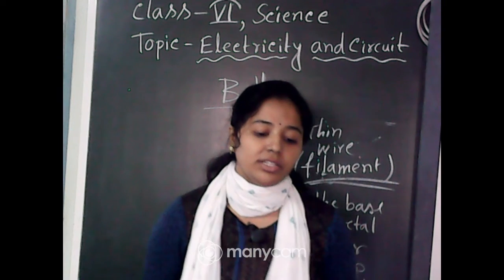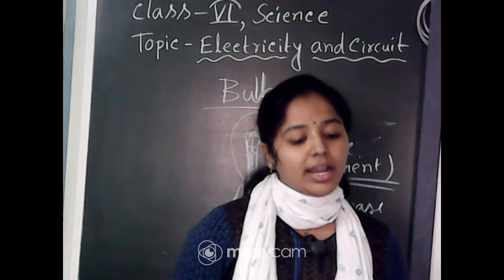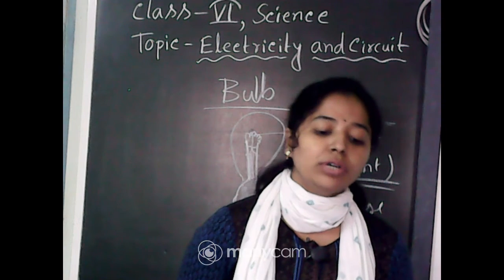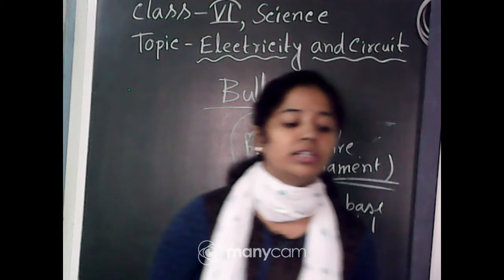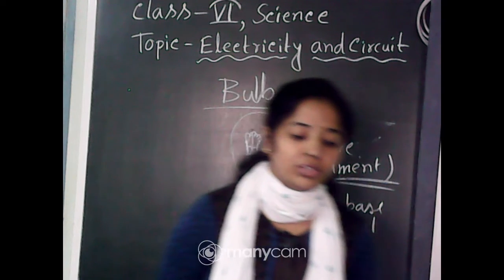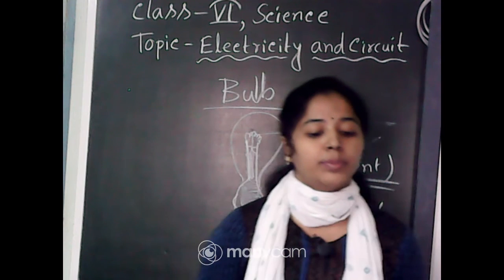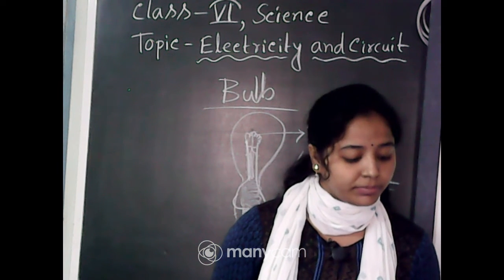How a torch is glowing: the wire is usually made of a metal that is a good conductor of electricity. It must be a good conductor of electricity, not an insulator. Understood this point? Any problem up to this portion? Any problem?